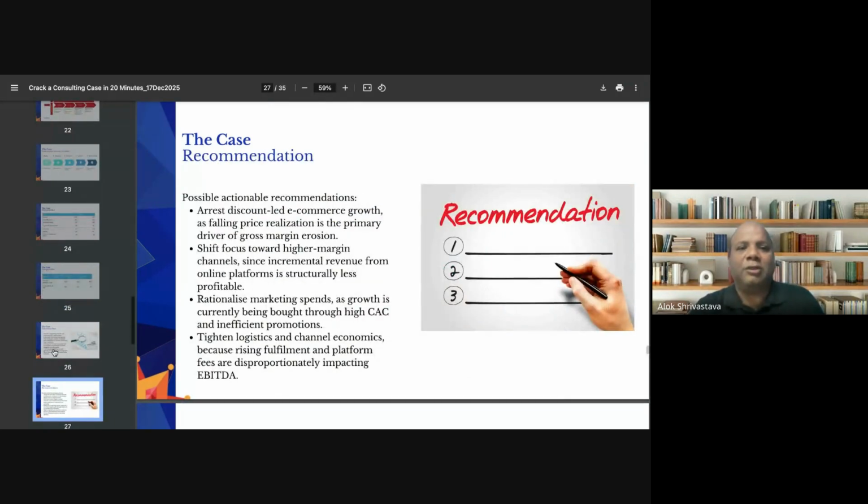And then your recommendation would be a possible actionable recommendation. Arrest discount-led e-commerce growth, as falling price realization is the primary driver of gross margin erosion. Shift focus towards high-margin channels, meaning let's say your own retail channel, your modern trade channels and all that. Rationalize marketing spend, reduce marketing spend, tighten logistics and channel economics so that you can reduce those costs as well. Maybe use technology for them, right? So these are your recommendations.